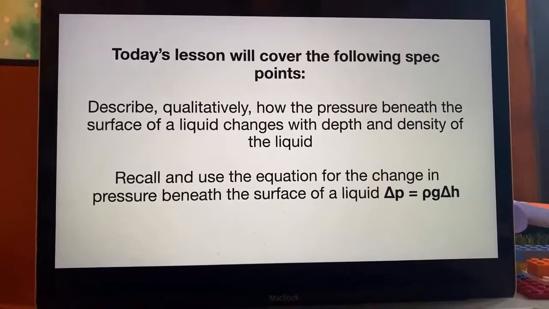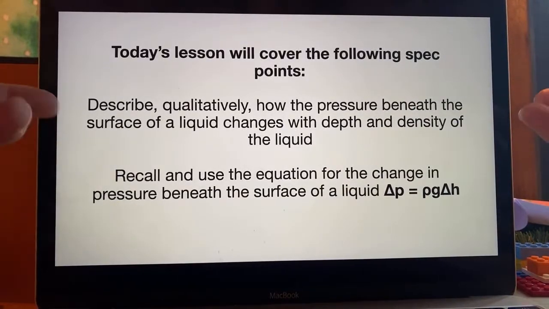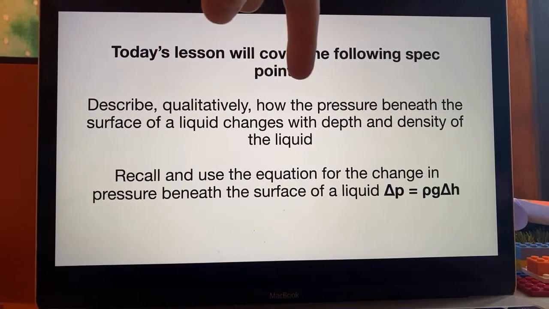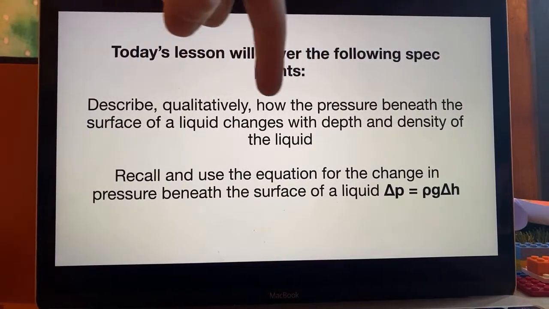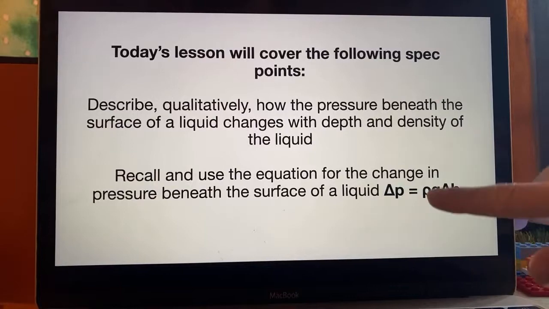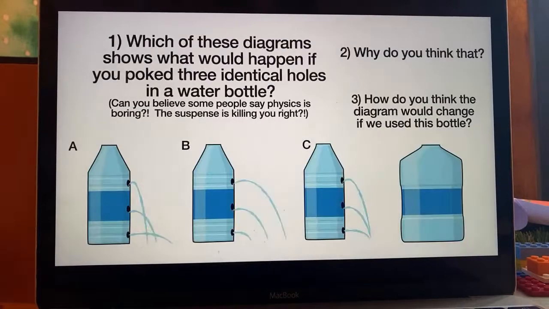Let's get going. I've got a little specification point explanation for you, which I don't usually do. This is what we're learning today. For your exam, you would need to describe qualitatively, that means not using numbers, how pressure beneath the surface of a liquid changes with depth and density of the liquid. And you'd also need to recall and use this equation, which is how pressure changes beneath the surface of a liquid. So we'll talk about that in a bit.